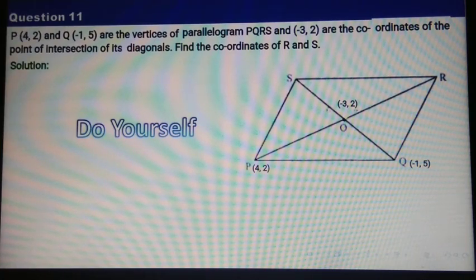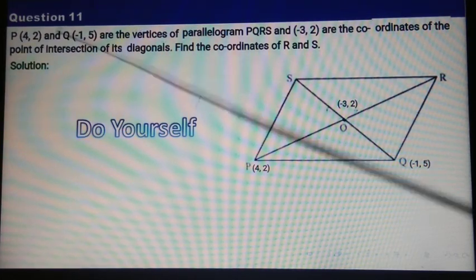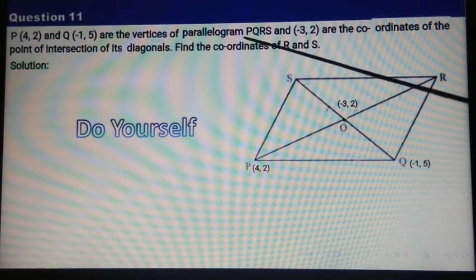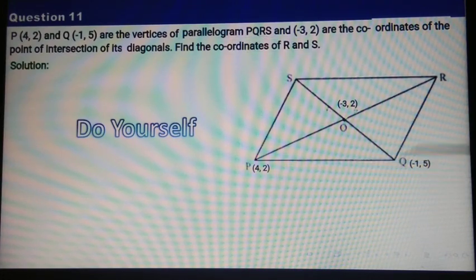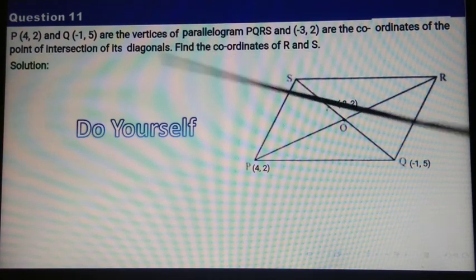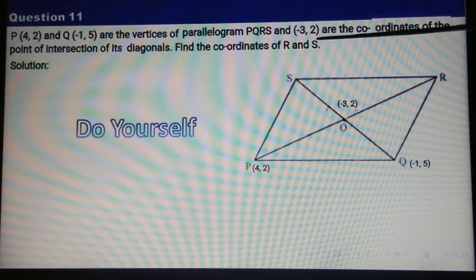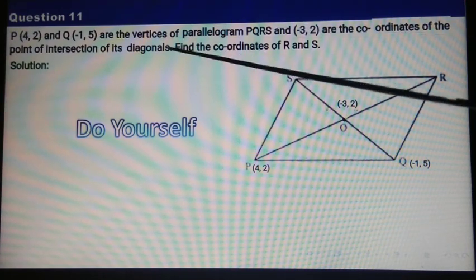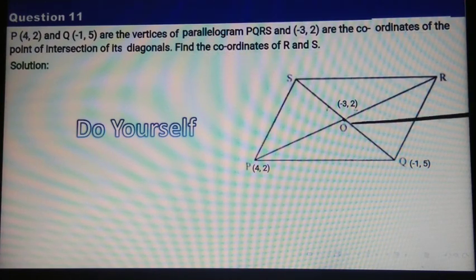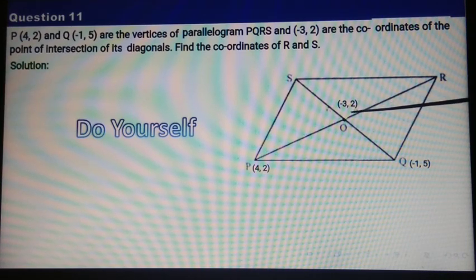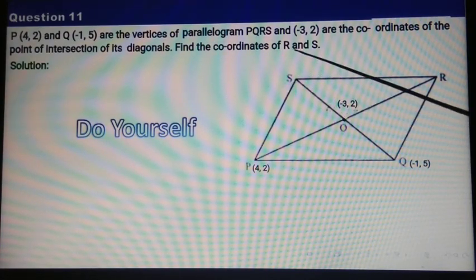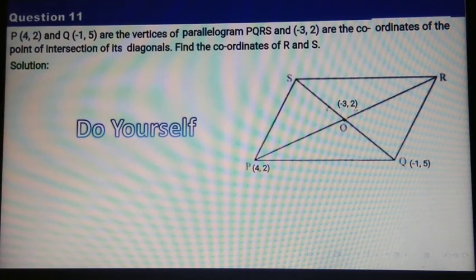As the question says do it yourself, I'll just explain what is happening here. P and Q are vertices of parallelogram PQRS. So this is my PQRS, right? P and Q are given to us, and minus 3 comma 2 are the coordinates of the point of intersection of its diagonals, and I'm calling the point of intersection O. The coordinate is given to be minus 3 comma 2. Now you need to find the coordinates of R and S. So how to do it, I'm just going to explain.